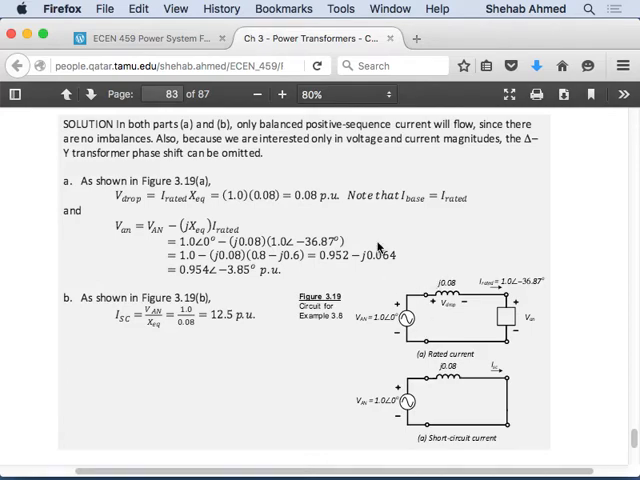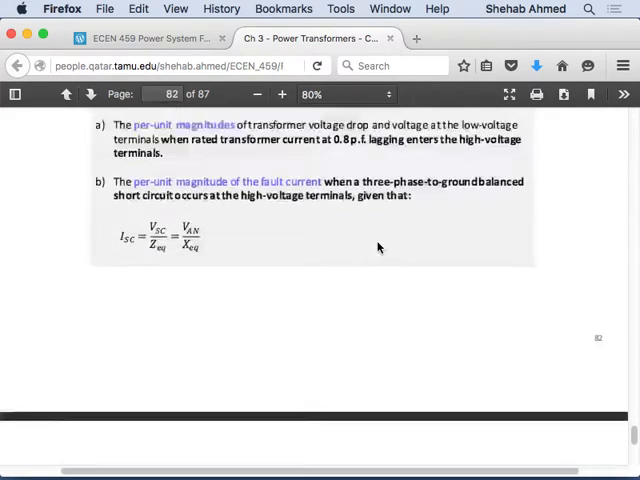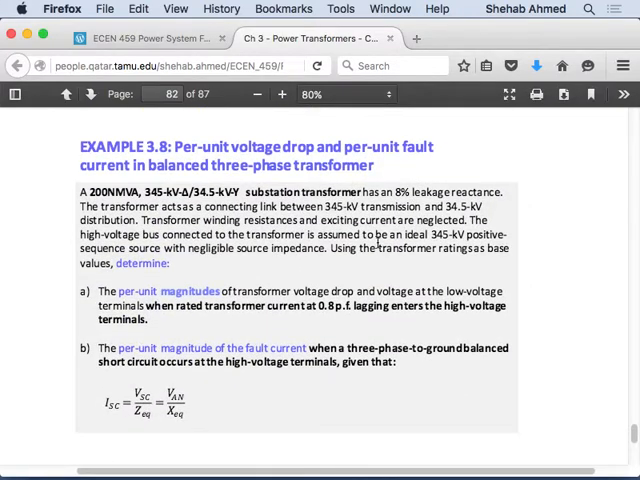Even though this is a delta star transformer or a star delta transformer, they said, and I will be more clear here. Here they didn't tell you, for example, ignore transformer phase shift. What am I asking for here? Here I'm asking for the transformer voltage drop, right? And I'm also asking for the value of current. Do I care about the phase shift? In this case, I don't, right?